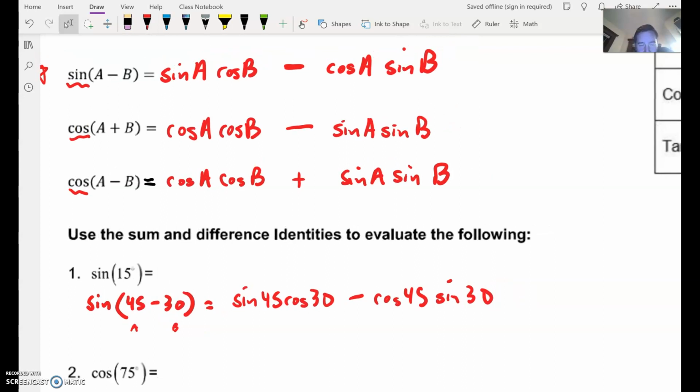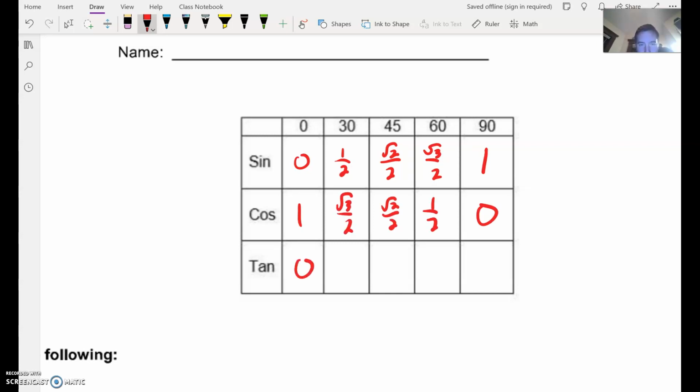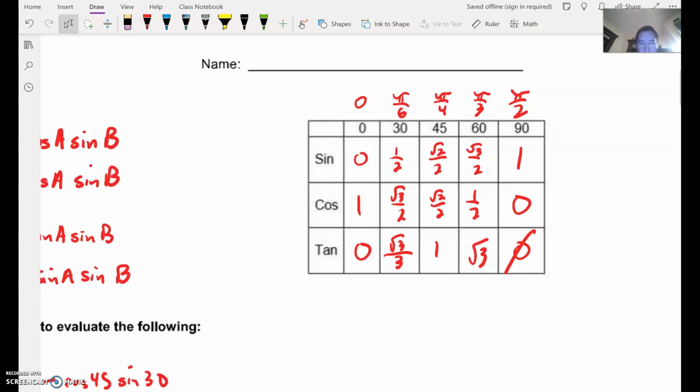If you've forgotten all of your unit circle, that's why I put this chart over here. Okay, just remember, we need to memorize this. Remember 0 degrees, anything over 6, anything over 4, anything over 3, anything over 2. But we need to remember sine of 30 is 1/2, sine of 45 is root 2 over 2. We need to memorize this quadrant 1.